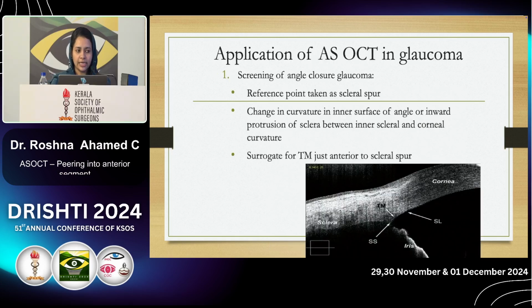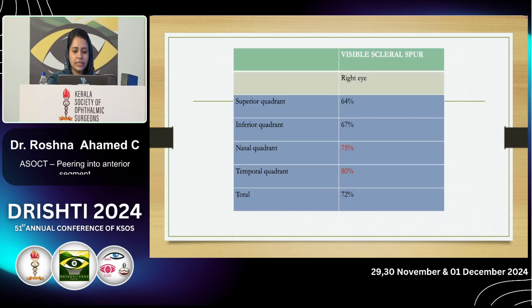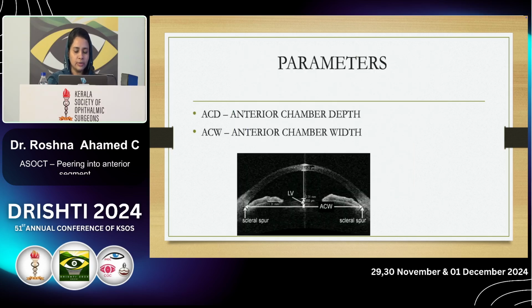What is the application of ASOCT in glaucoma? It is mainly used in the screening of angle closure glaucoma. The reference point taken is the scleral spur, the change in curvature of the inner surface of the angle, or inward protrusion of sclera between the inner scleral and corneal curvature. It is a surrogate of the trabecular meshwork, which is situated anterior to the scleral spur. The scleral spur is mostly visible in the nasal and temporal quadrants compared to the superior and inferior quadrants.